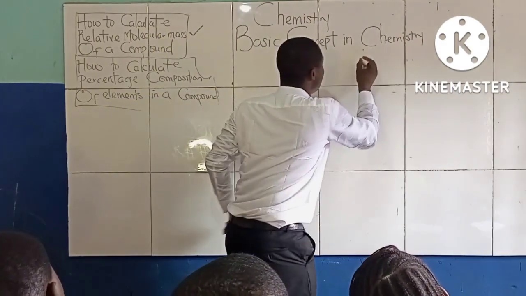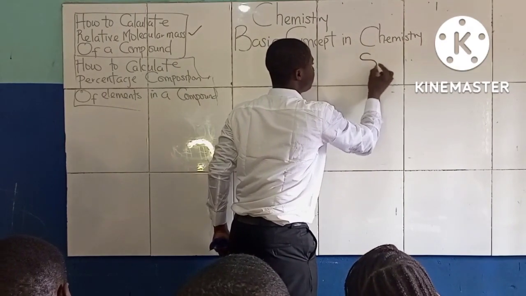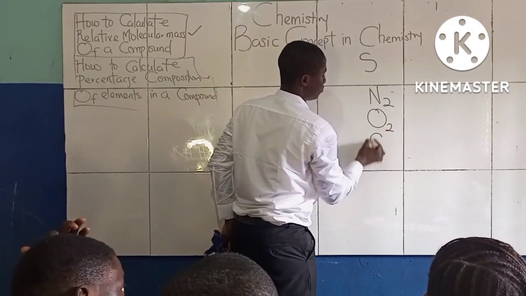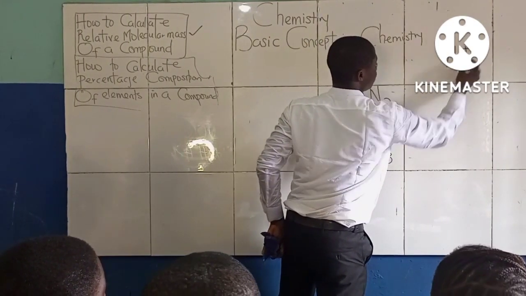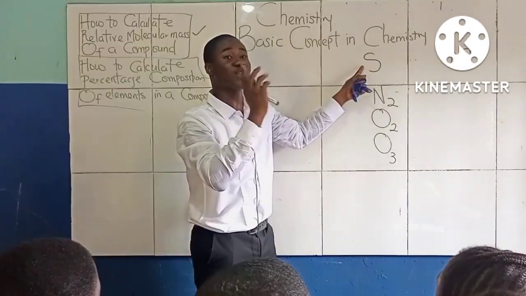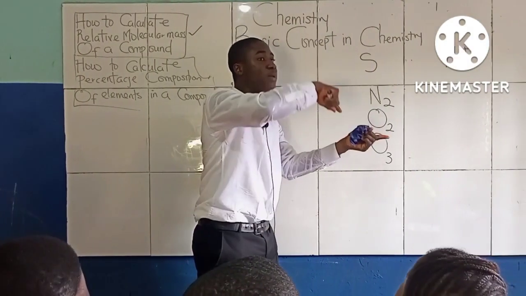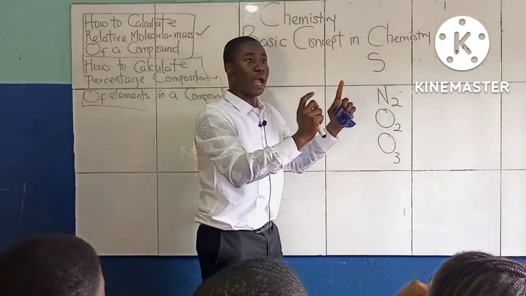So let us go, class. The first I'll be writing here is this. Now, class, what element is this? It's called sulfur. Now, looking at sulfur, is it existing in its atomic state or molecular state? Atomic state, because it's just standing alone. Are you getting me now?